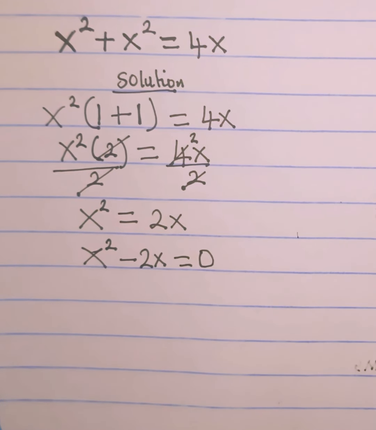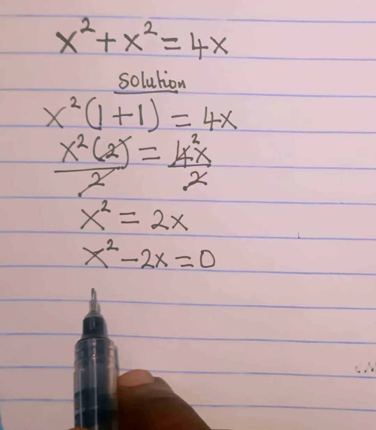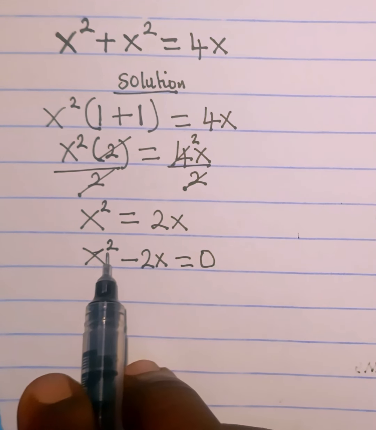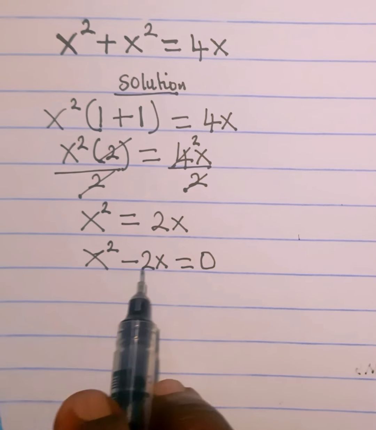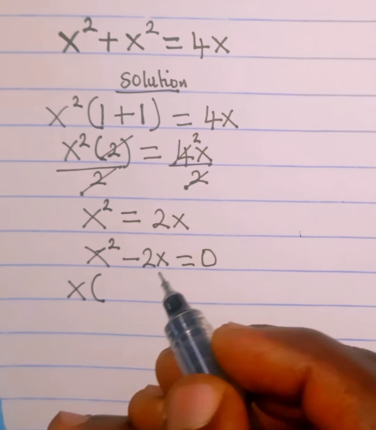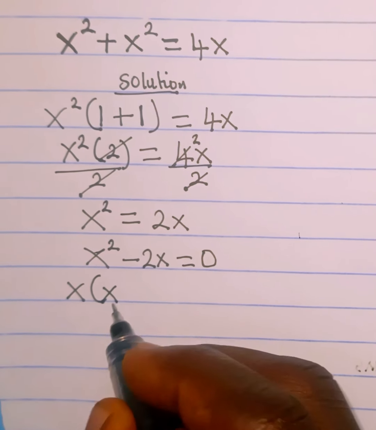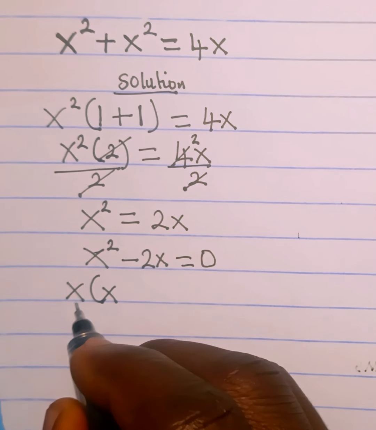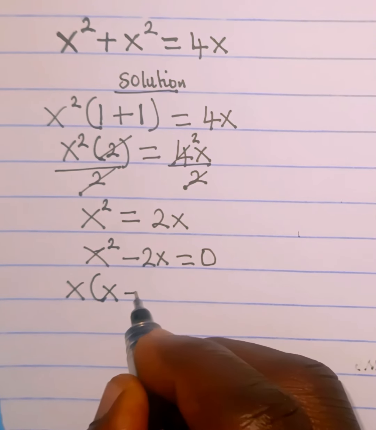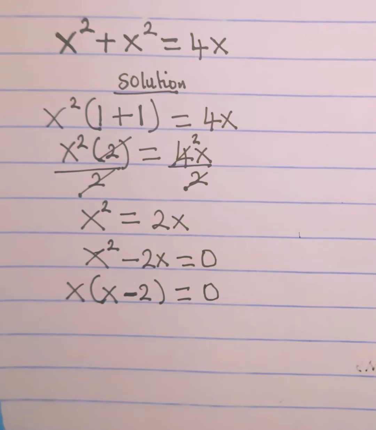So the next thing we're going to do is to factorize the common. As you can see, if you look at the left hand side, x to power 2, 2x. So therefore x is common. So we're going to factor out x, then we open bracket. X squared divided by x is going to remain only x. Then minus 2x divided by x. X and x will cancel, it will remain only minus 2. So everything will be equal to 0.